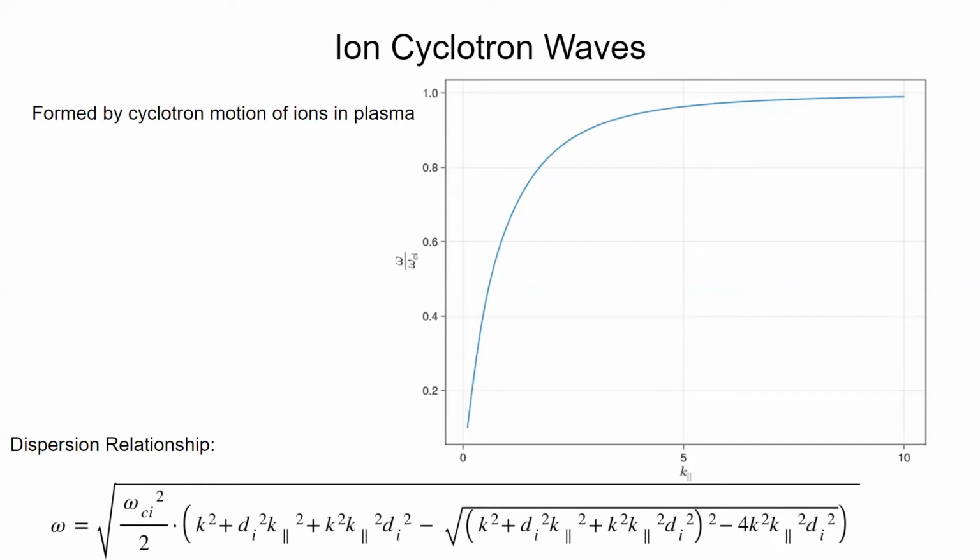These waves have a dispersion relationship, which is as follows, and I'm not going to go into detail on it, but what is important to note is that the frequency of these ion cyclotron waves can be close to the cyclotron frequency of the ions. This means that these waves can interact efficiently with the ions.